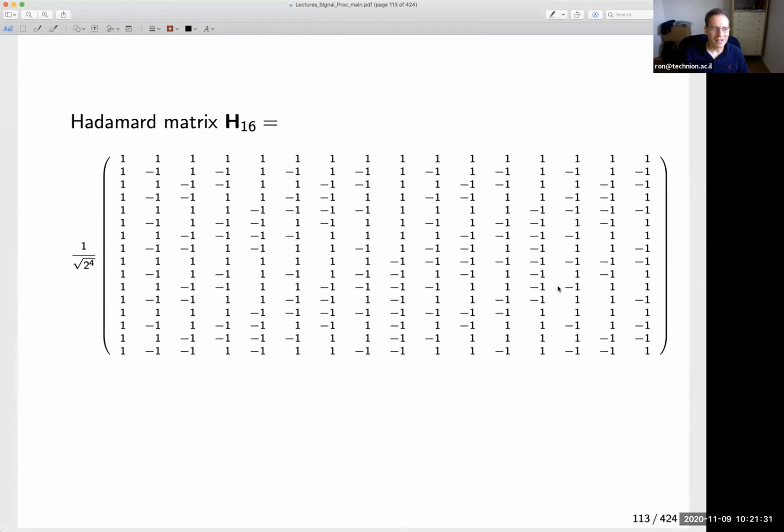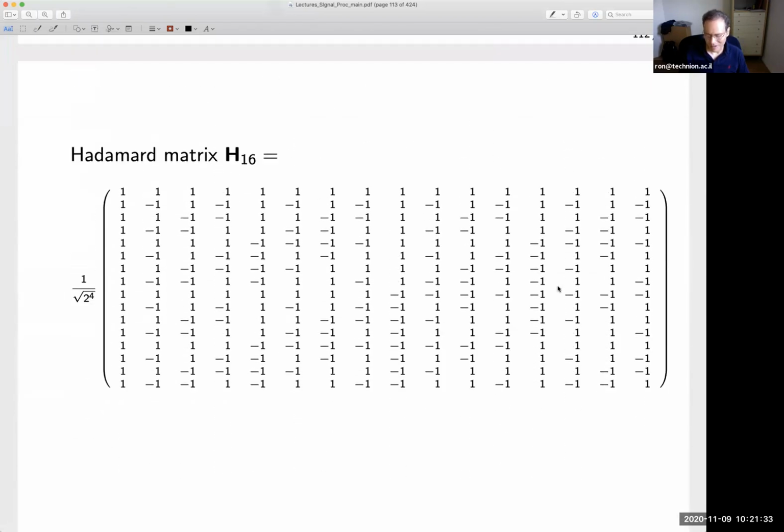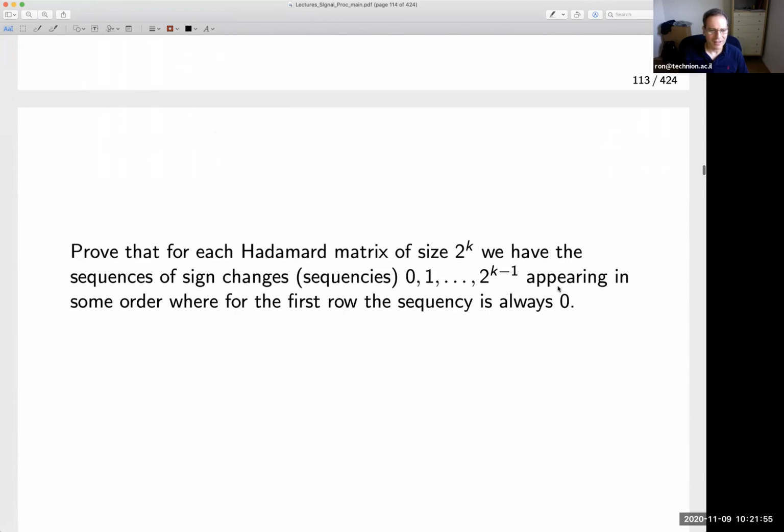This is how the H16 looks. Let's see. So the first one is 0, and now let's see what is going on here. 1, 2, 3, 4, 5, 6, 7, 8, 9. I assume that what you'll have here is probably 15. But again, you're welcome to check it at home. So how do we fix it? I mean, how do we make it?